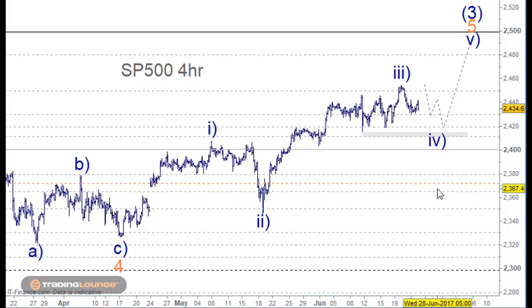And I do have to say that this count is a little bit of a guess. It's just that I don't think the failure would be at this particular point in the structure. It would be higher up through here.